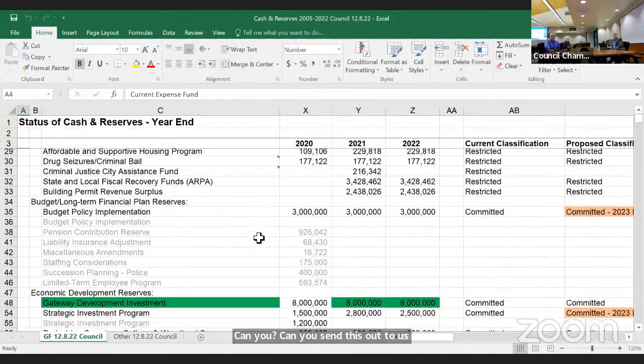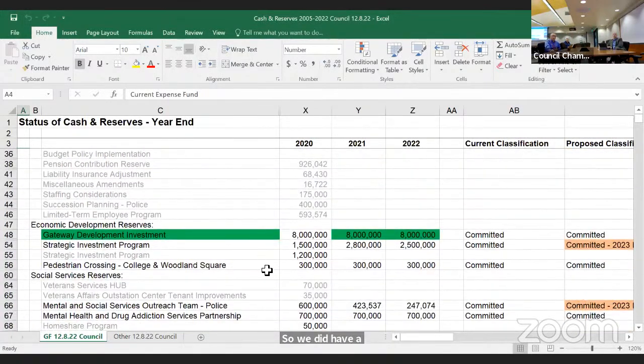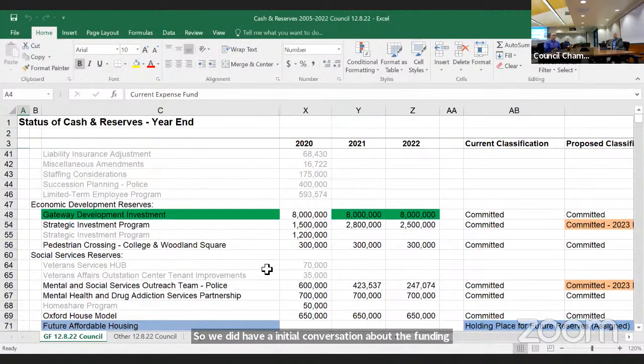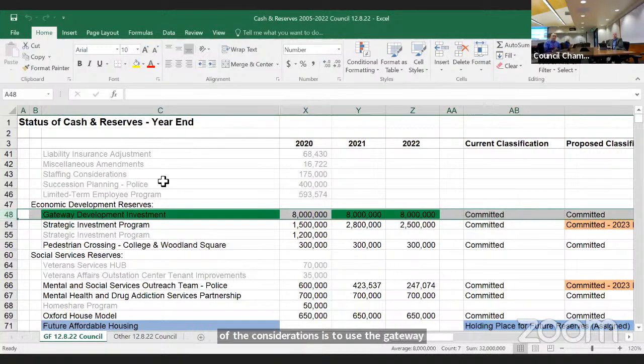So we did have an initial conversation about the funding of the police station. The conversation has really focused on a $40 million total cost for construction. As you know, we do have separate funds that we've already committed and identified for land acquisition, so this is strictly for the building. One of the considerations is to use the Gateway development investment of $8 million, which is currently committed, and shift those monies to the construction of the police station.